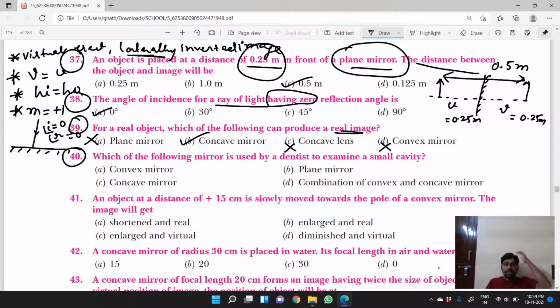Question number 40. Which of the following mirrors is used by the dentist to examine a small cavity? It is a mirror which always shows a virtual enlarged image. That is a very familiar question to you. That is nothing but the concave mirror. Okay, my dear students, in the next video I will explain the remaining questions.